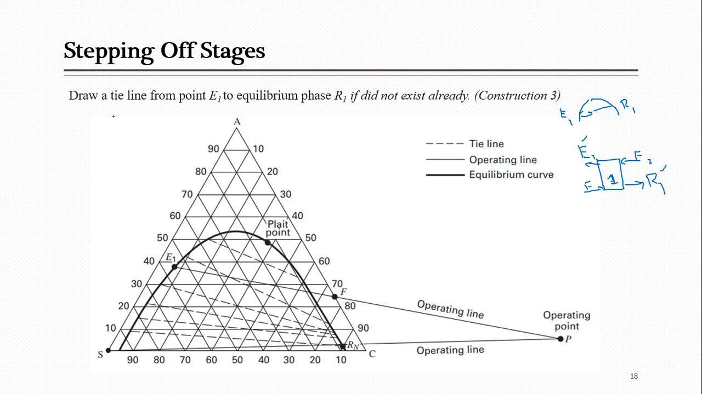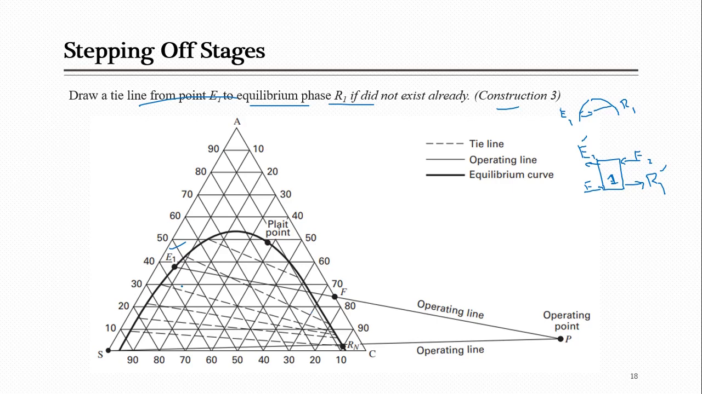Here I can draw a tie line from point E1 to the equilibrium phase R1 if it doesn't already exist, and that's construction 3. Construction 3 means that in step 3 you have seen how to draw extra tie lines, or how a new tie line which is not available in the system can be located. Now let's look here: is there some line joining E1 and R1 in the system? Just look at the diagram. There is one point called E1, but we don't have any point R1 inside the diagram, but that can be located.